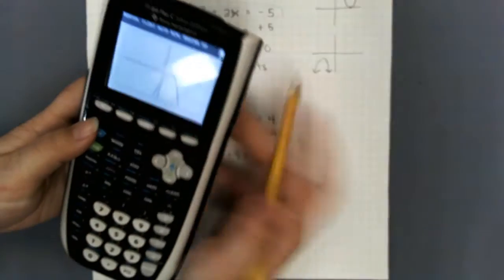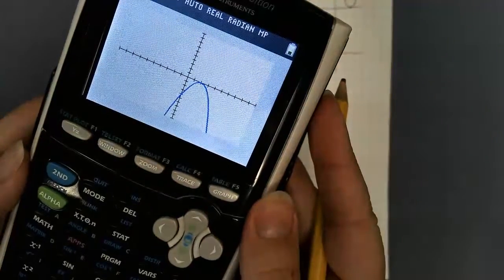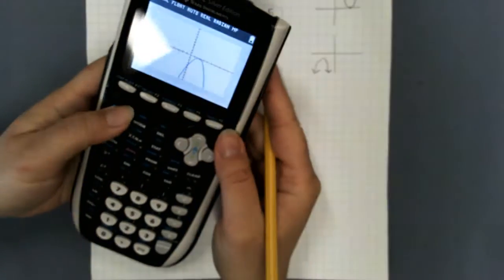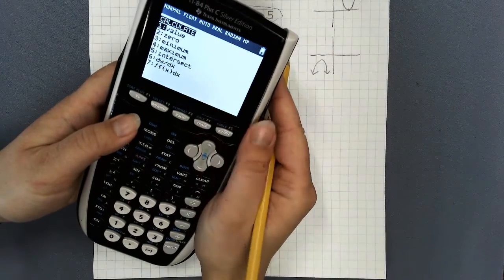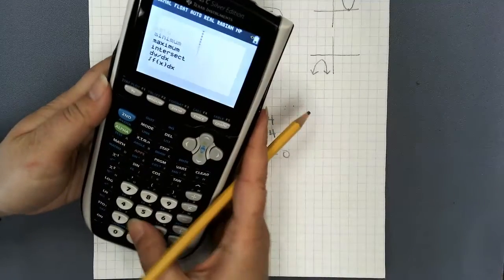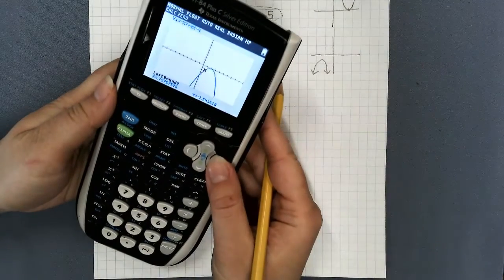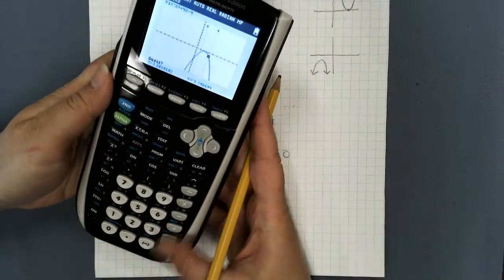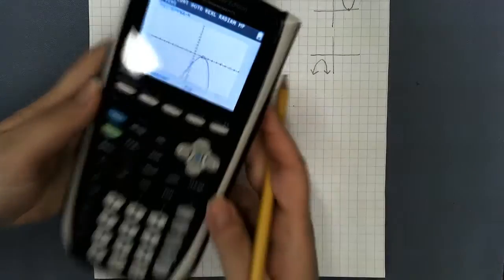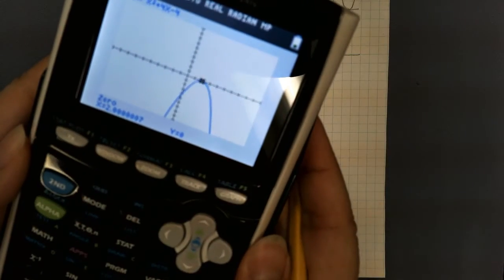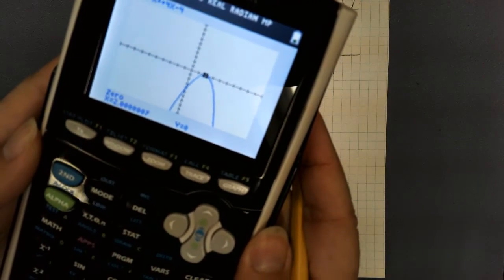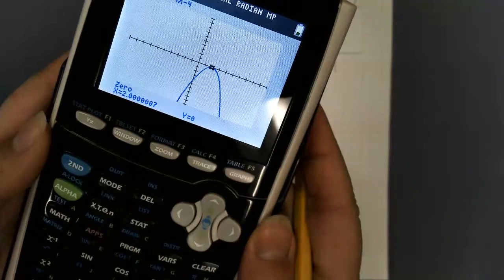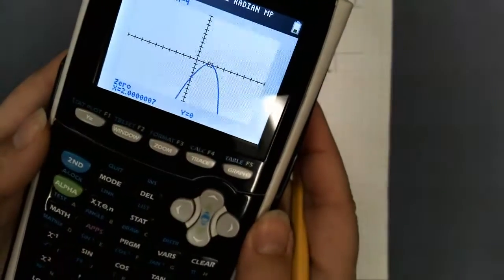So let's actually calculate what that point is. Now right now it looks like 2, 0. But let's double check and make sure. So I'm going to hit my second, calculate, 0 is what I'm looking for. I got to do my left bound of my point, a right bound of my point, and hit enter. And there we go. It says 2, 0. And you'll notice it says 2.0000007. That just means 2. You can round.